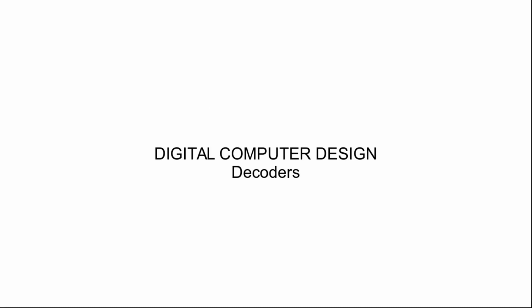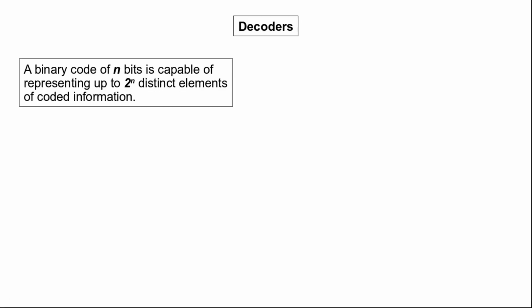In today's class, we will talk about decoders. A binary code of n bits is capable of representing up to 2 to the power n distinct elements of coded information. We have seen in one of our earlier classes that when you have 3 bits, we can represent 2 to the power 3, that is 8 different things. And if we have, for example, 4 bits, we can represent 2 to the power 4, that is 16 different things, and so on.